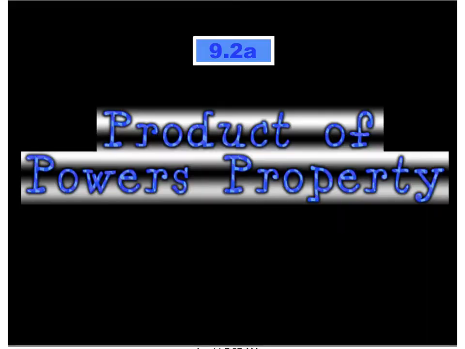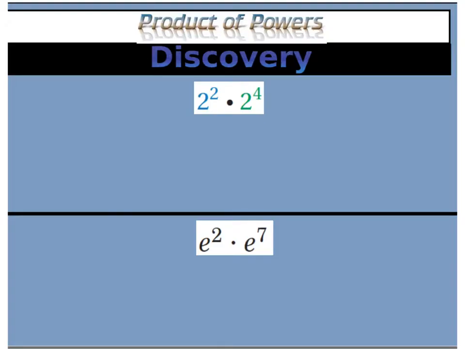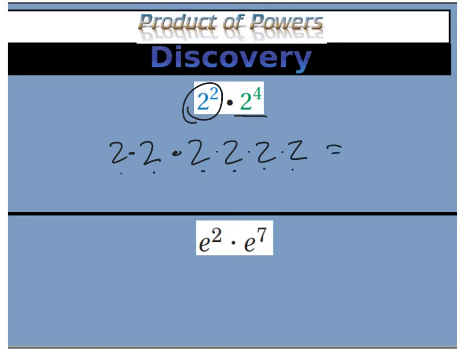That's part 1. Part 2 is the product of powers. And product basically means we are going to be multiplying them. So this is a long way. You don't have to write this down. We are going to do 2 to the power of 2. So long multiplication, 2 times 2. Multiply that by 2 to the power of 4. So 1, 2, 3, 4. 1, 2, 3, 4, 5, 6. So our answer is 2 to the power of 6.